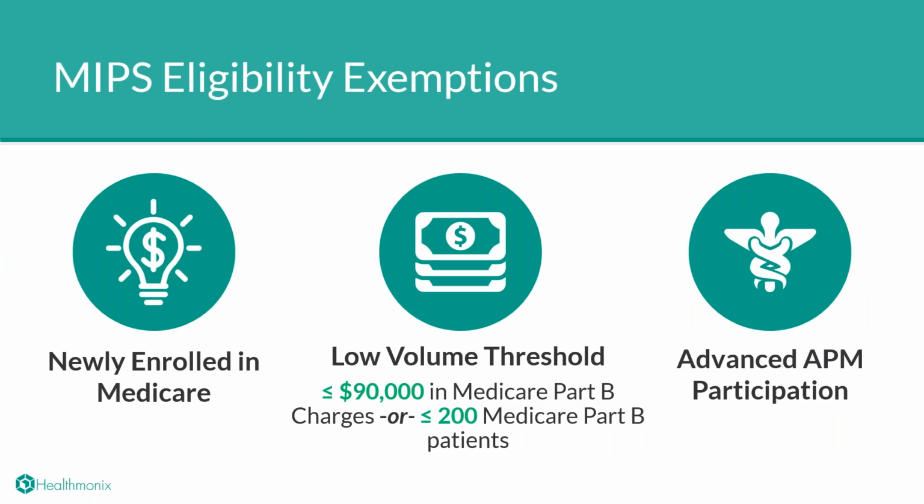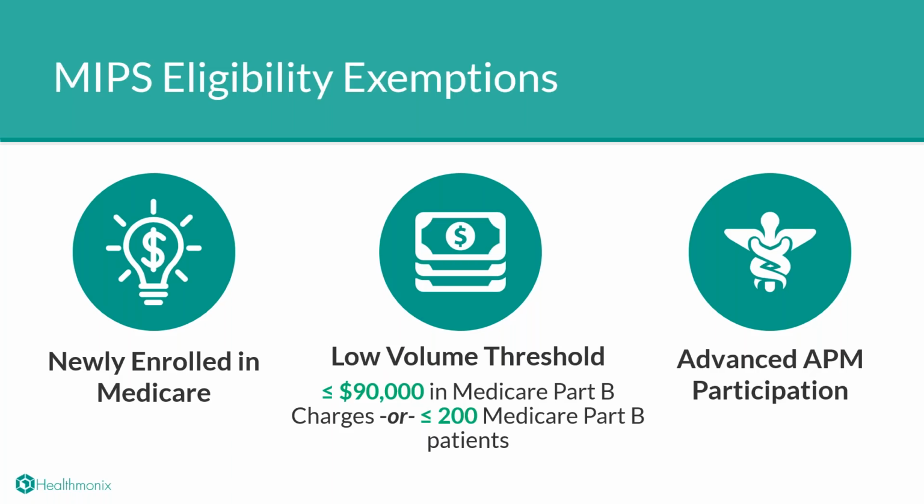Now, to some changes that have occurred, the eligibility exemptions have slightly changed. Still, we have the option to be exempt if you are newly enrolled in Medicare. So if you fall into that category, you would not need to report MIPS for this year. If you are faced with the low volume threshold, which would allow you to be exempt from MIPS if you are billing less than or equal to $90,000 in Medicare Part B, or billing 200 or fewer Medicare Part B patients, then you are considered exempt from MIPS.